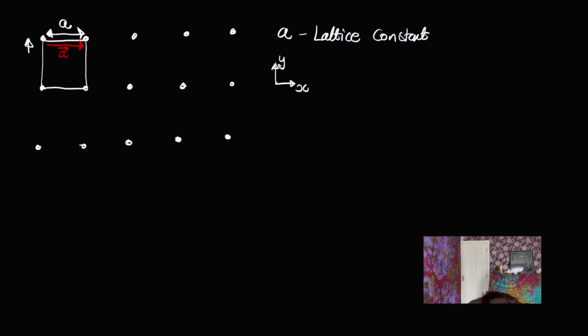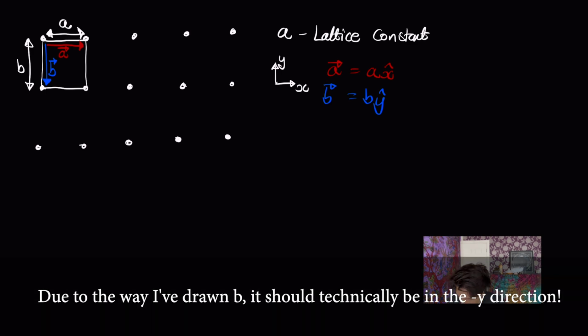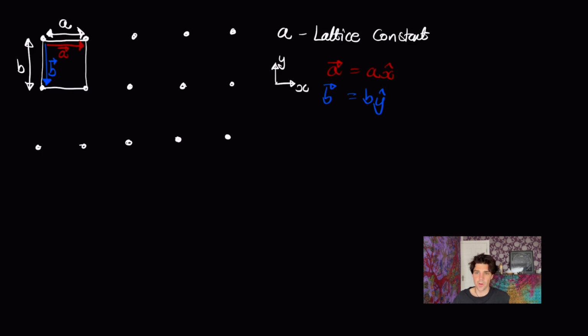And we can also give this side a length right here. Say that this side is of length b. Now obviously if this is a square lattice, then A would be equal to B. Then your position vector in this case would be vector B right here. So A vector would be the length of A times the x hat direction, and vector B would be the length of B in the y hat direction. So this is writing our lattice cell in terms of vectors.